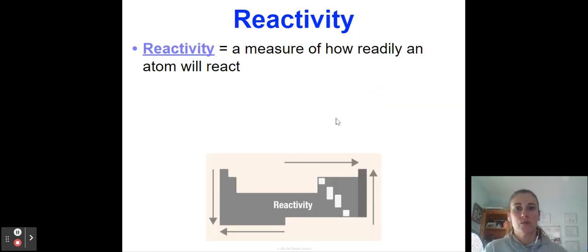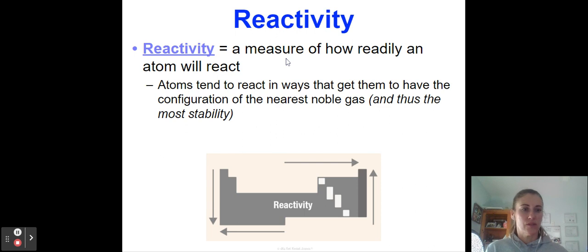Reactivity is our next one. This is a measure of how readily an atom will react. And we've looked at some different trends in reactivity, like if you remember the halogens, as we go down the group, it gets less reactive. So like fluorine, for example, we didn't study that one, but like chlorine, which is next, is going to be pretty reactive. And then as we go down, bromine and iodine get less reactive.